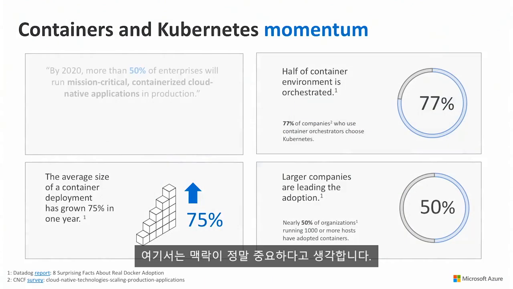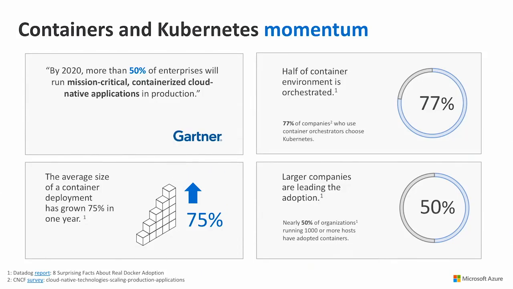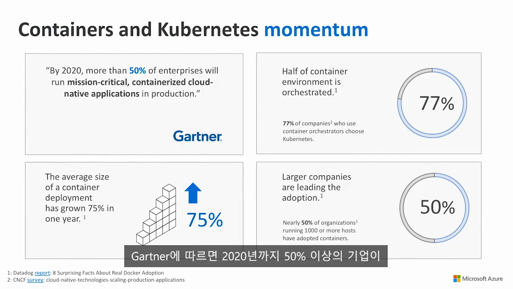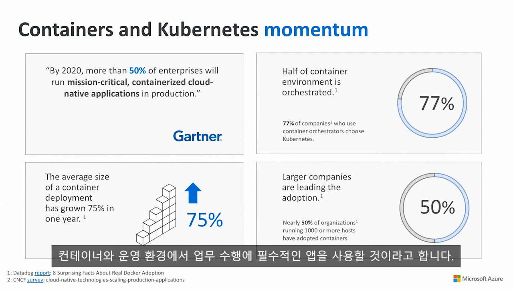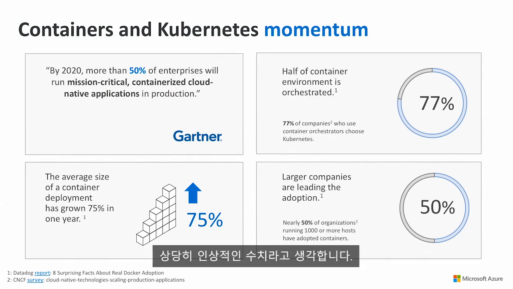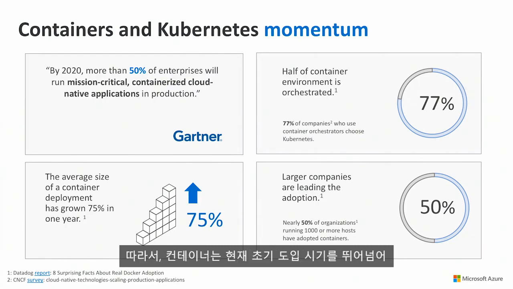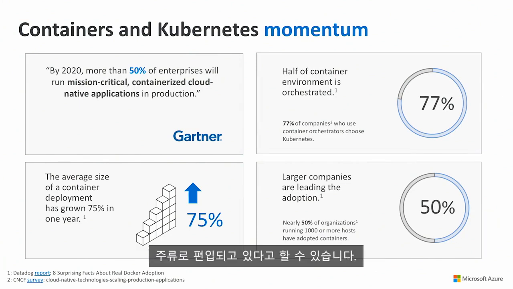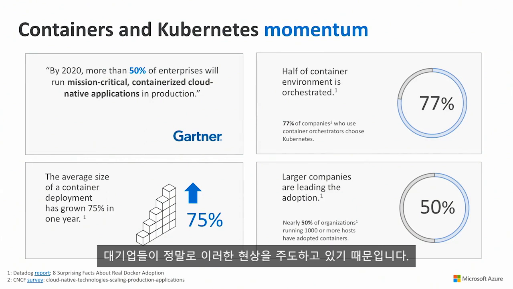I think the context here is incredibly important. Gartner claims that by 2020, more than 50% of enterprises will be running mission-critical apps and containers in production. I think that's a pretty impressive stat. It's also important to note that larger companies are leading the adoption at this stage. So I think it's safe to say that containers are well beyond the early adopter phase and are moving into mainstream adoption, with large companies and enterprises really leading that push right now.